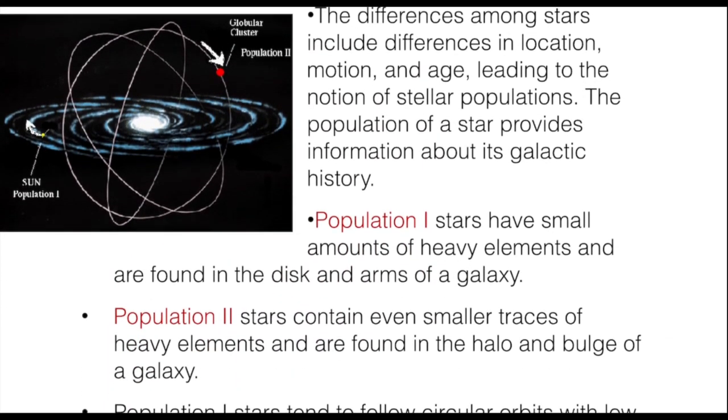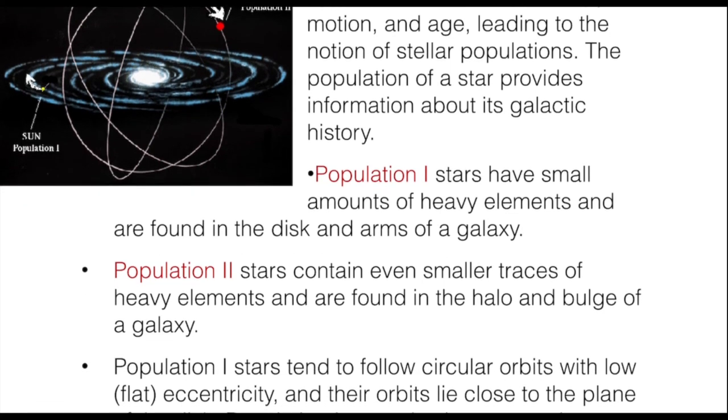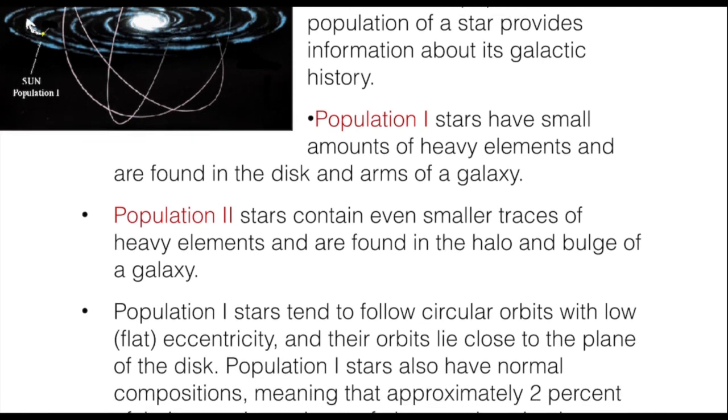Population 1 stars are found in the disk itself. So our sun is a population 1 star. It has a very small amount of heavy elements, so it's still burning a lot of hydrogen. Population 2 has even smaller amounts of heavy elements. And the population 2 stars are in these globular clusters, which kind of form this haze around the galaxy.